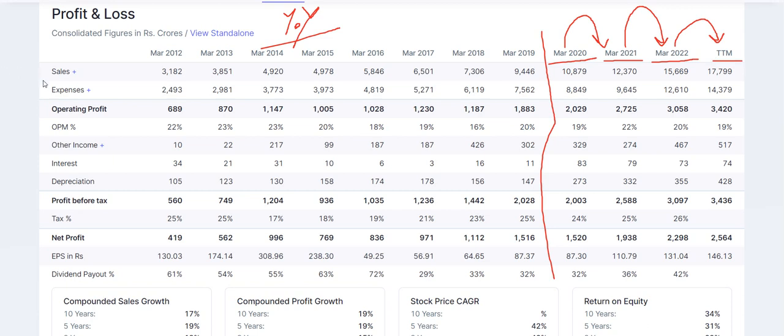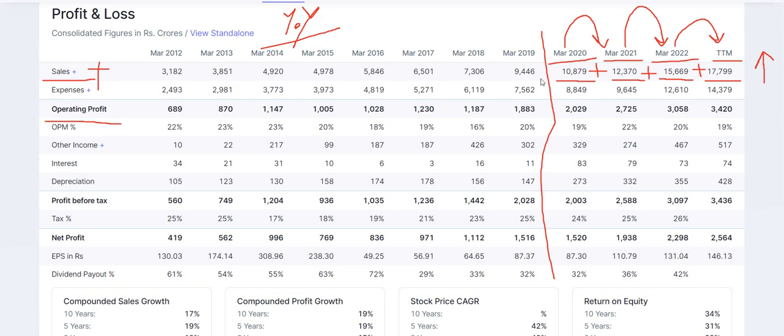Coming to the sales, it is 10,879 crore rupees. From there sales increased to 12,370 crore rupees. Further increased to 15,669 crore rupees. Here sales increased to 17,799 crore rupees. So sales is continuously increasing on every year basis. So that's a very big plus point.